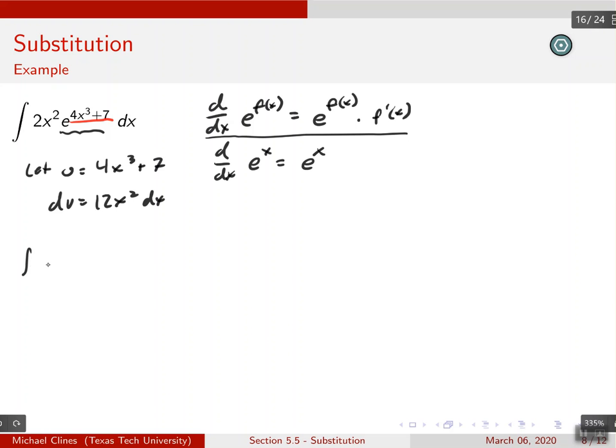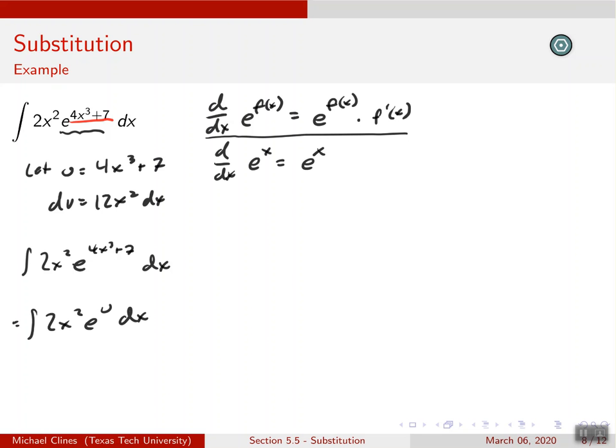Let's rewrite our initial problem, the integral of 2x squared e to the 4x cubed plus 7 dx. Well, this is just the integral of 2x squared e to u times dx. But now we have two different variables, so now we need to get rid of all the x's. But this dx in here requires us to have this term in here, that 12x squared. Now we already have 2x squared. We already have a good chunk of it, but we don't have the 12. So we need to turn this 2 into a 12. Now how can we do that?